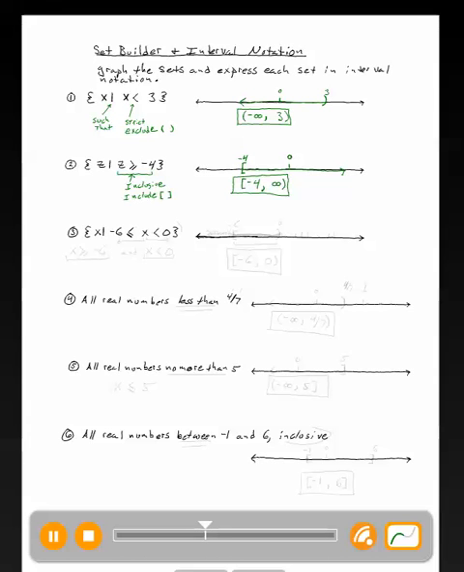So let's look at example number 3. In example number 3, we've got two conditions. So what I want to do is break these two conditions apart. And we always read from the x. So this one says x is greater than or equal to negative 6. So I'm going to write that. X is greater than or equal to negative 6. And we want the other condition. So once again, read from the x. X is less than 0.